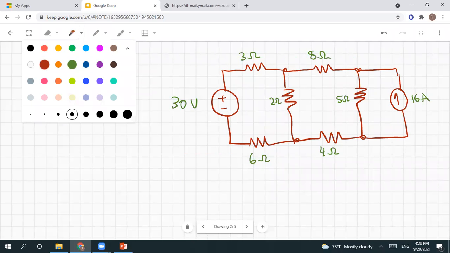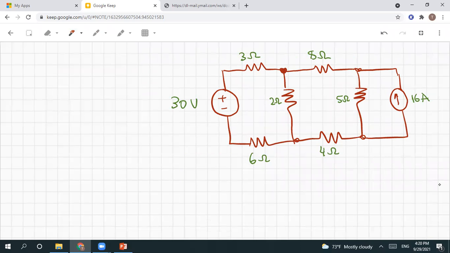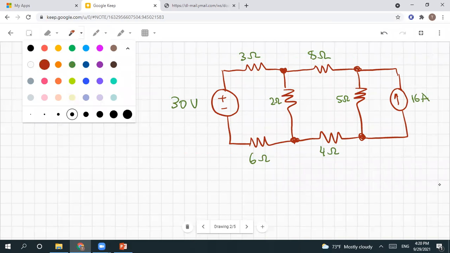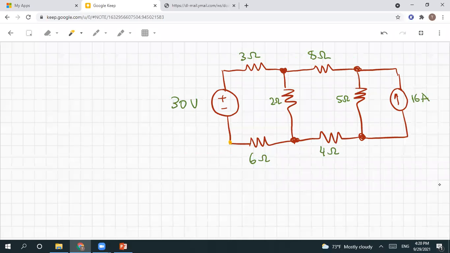And as you see, we have 1, 2, 3, 4 essential nodes. We have more nodes, of course. Here we have 1 non-essential node, and here we have 1 non-essential node, right? So we have 1, 2, 3, 4, 5, 6 nodes. 4 of them are essential nodes, because in these 4 we have 3 components connected to each node, while these nodes only have 2 components. So these are not essential, while these are essential.